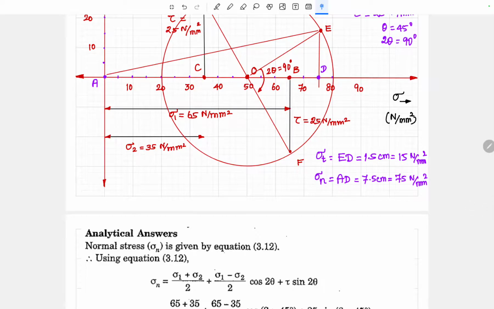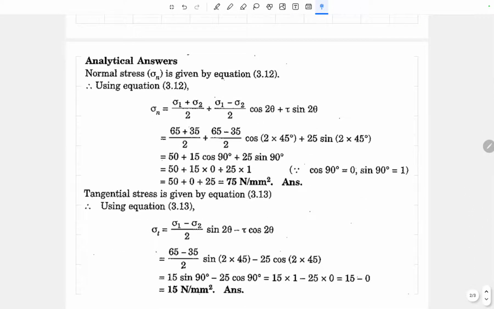That's it. So this is how we can draw the Mohr circle and get the answers and compare with the analytical method.